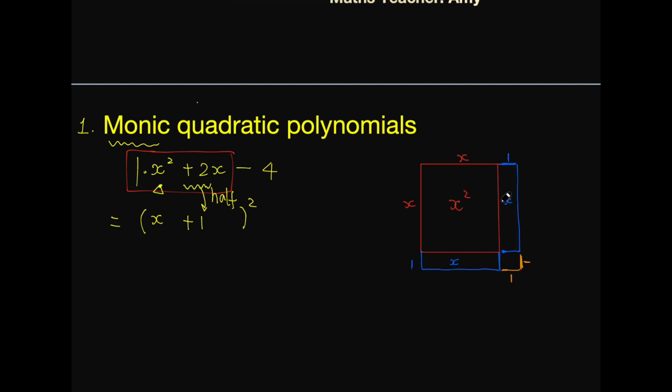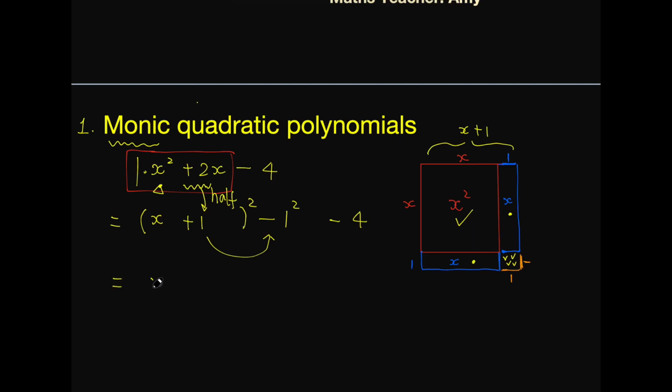We can use this diagram to help us understand. For x squared, it's the square, and 2x represents these two rectangles. When we complete the square, the bigger square has size x plus 1. But when we complete the square, we added this small square. The area of this small square is 1 squared, so we have to minus 1 to make this expression equivalent. And then take away 4 at the end.